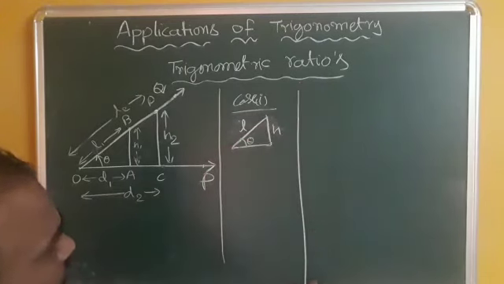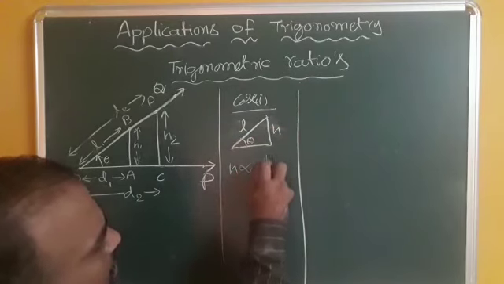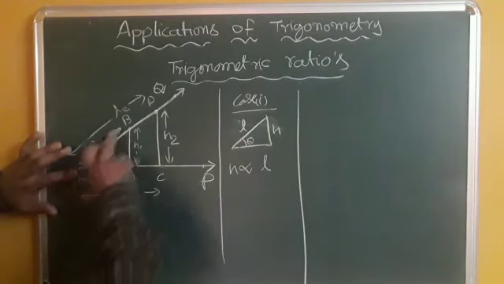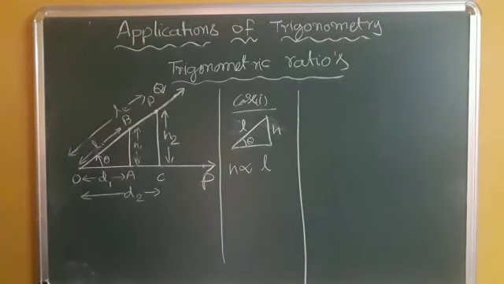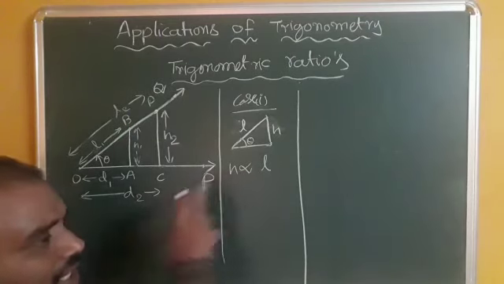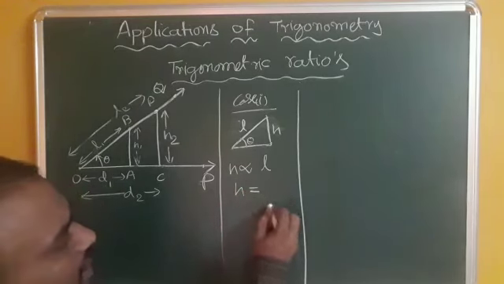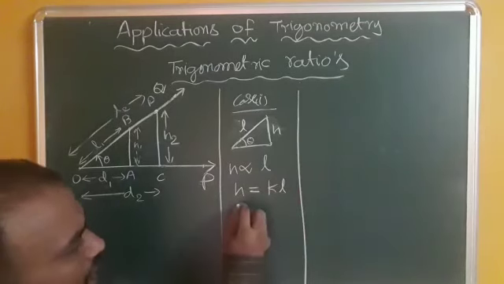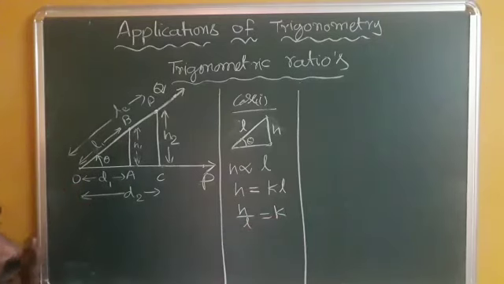Case 1: H is proportional to L. Why? Because if the height changes, automatically the length changes. If the height is increased, the length also increases. So H is proportional to L, and it can be written as H equals KL, where K is the proportionality constant. So H by L is equal to K.